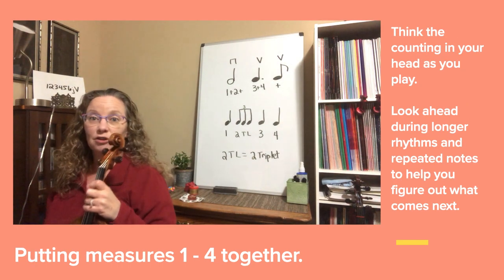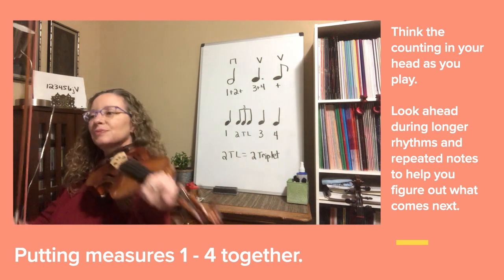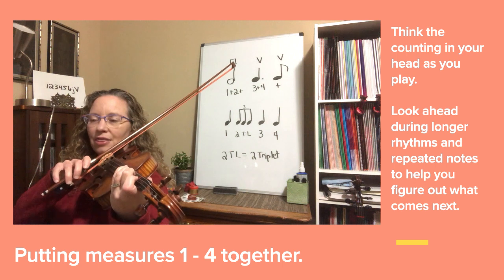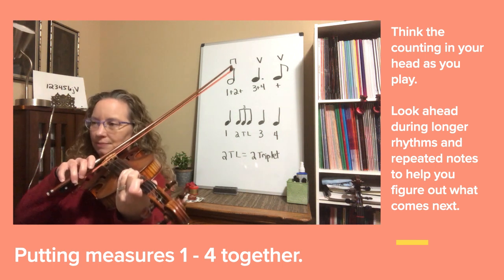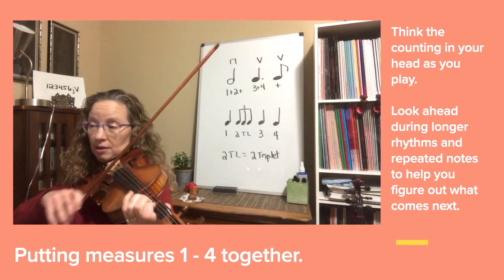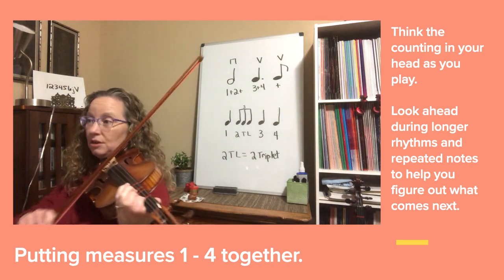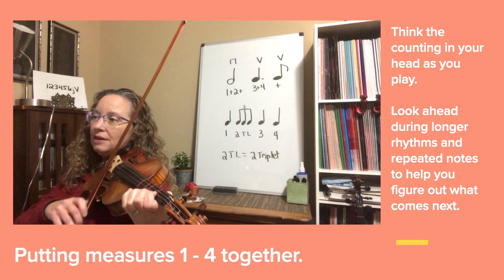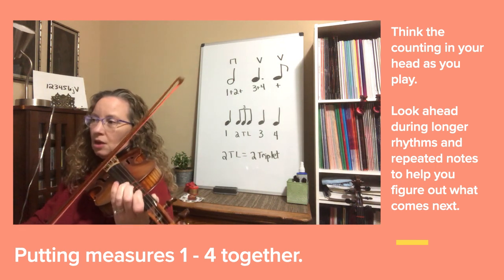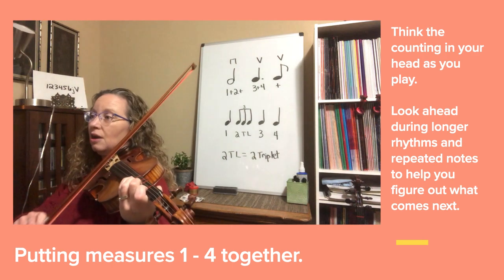Let's try putting the first 4 measures together. Bow on the string. 1, 2, 3, and 4, and. 3, hook, bow. 2, triplet, 3, 4. 1 and 2. 2, triplet, 3, 4.